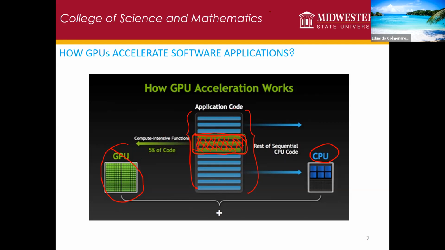So that's the idea: you combine CPU and GPU. The CPU takes care of the sequential work, and the GPU takes care of the computing-intensive work, especially data parallelism. All right.